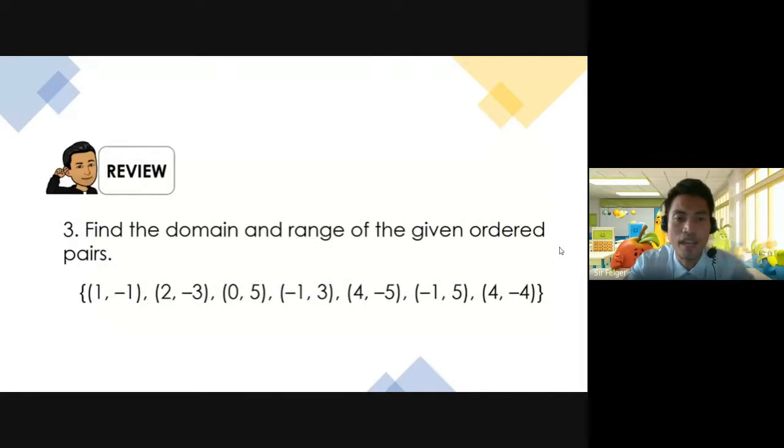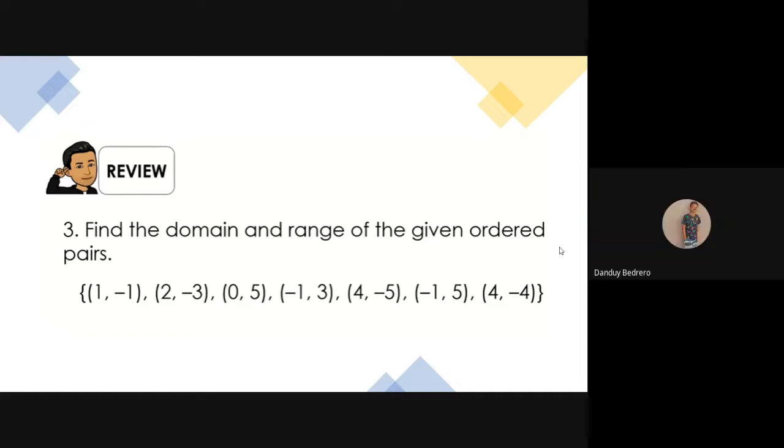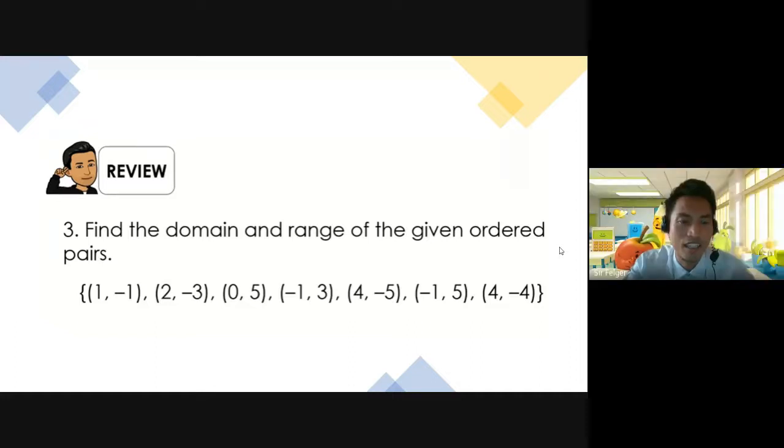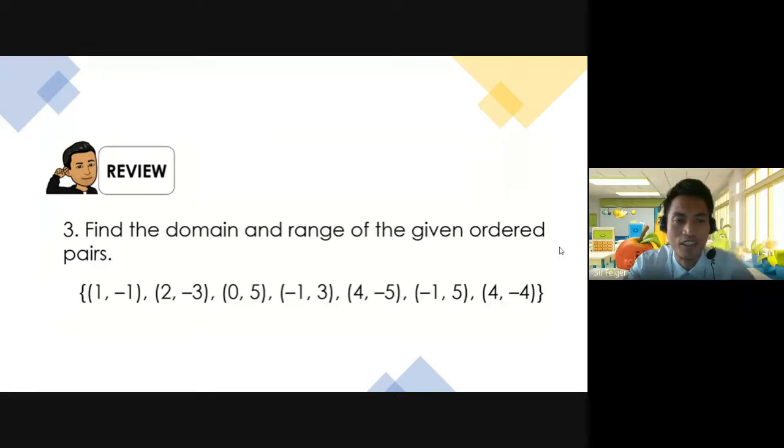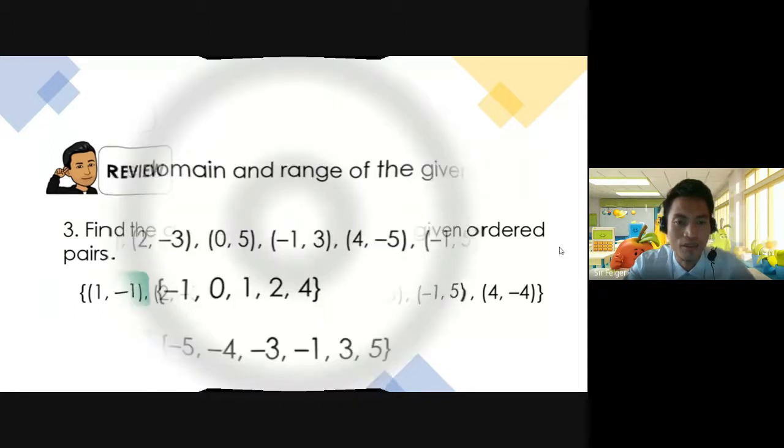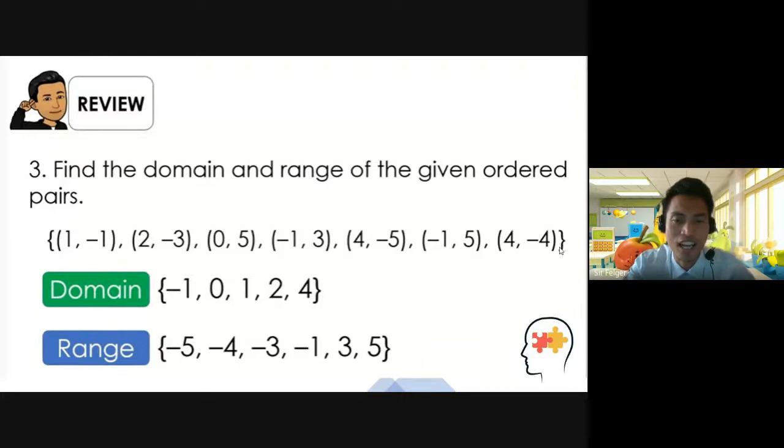Alright. Find the domain and range of the given ordered pairs. Sige nga, ano ang mga domain dito? So, ang domain ay nasa unahan. First number po, sir. Ano yung mga first number? 1, 2, 0, negative 1, 4. Wow, very good. Okay, so the second coordinate, of course, yung pangalawa. Alright? So, ang atin pong domain ay, tingnan nyo ha kung paano po sinusulat. O, ganun lang po yan siya. Domain at saka range. Next.